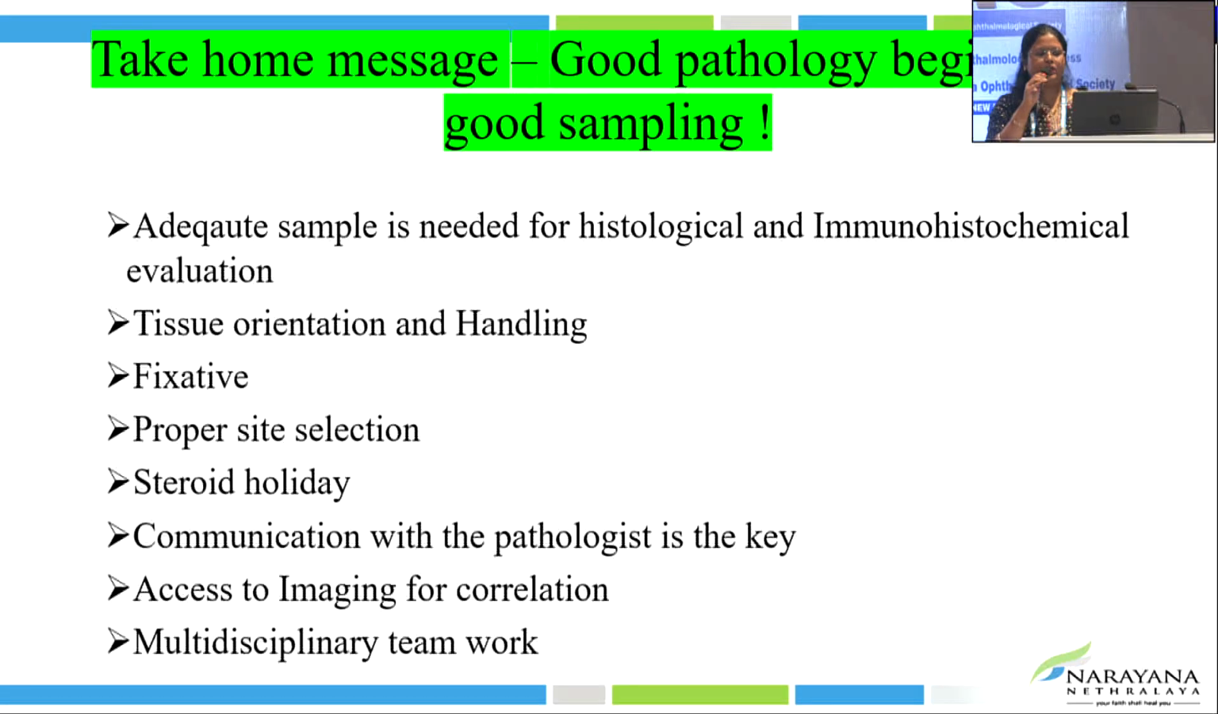So what is the take-home message? Good pathology begins with good sampling. Adequate sampling is needed for HP, and again IHC. Mind you, Dr. Firoz already mentioned that in lymphomas, we run at least a minimum of 9 to 10 markers. For each marker we have to cut the slide, go deeper and deeper, each slide one marker. So we need a good amount of tissue, not a very tiny bit of tissue.